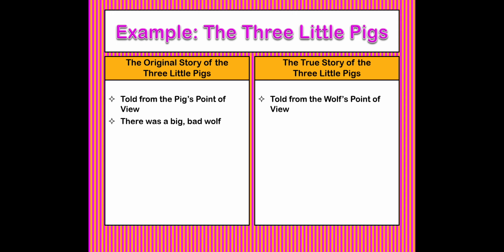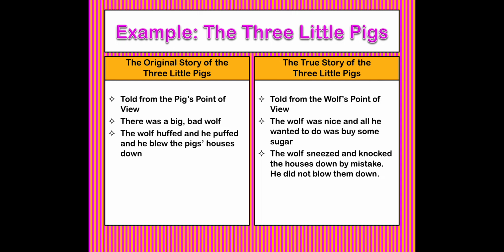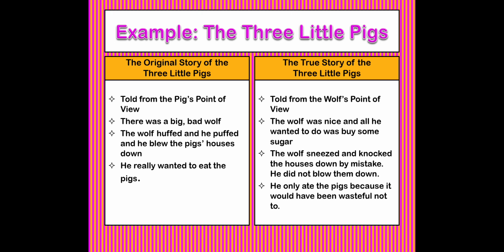Now, in the original story, there was a big bad wolf. He was considered the villain or the bad guy. Now, in the true story of the Three Little Pigs, the wolf was nice and all he wanted to do was buy some sugar. Back to the original story, the wolf huffed and puffed and blew the pigs' houses down. In the true story, from the wolf's point of view, the wolf sneezed and knocked the houses down by mistake. He did not blow them down. In the original story, he really wanted to eat the pigs. In the true story, he only ate the pigs because it would have been wasteful not to.